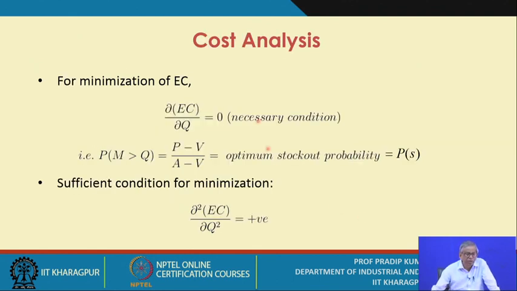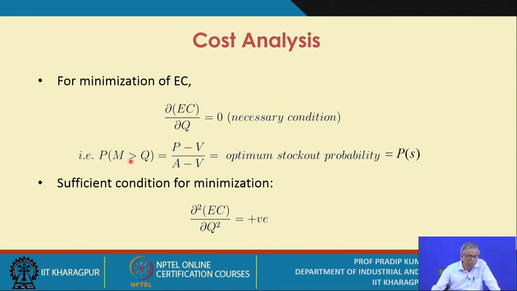Then what do you do? Obviously, you determine the order quantity Q in such a way that the expected cost is minimum. So, for minimization of EC, what you do? You take the partial derivative with respect to Q, del EC by del Q, and set it equal to 0. So, this is the fulfillment of the necessary condition. So, ultimately what you get?